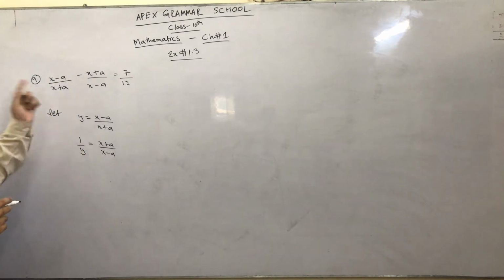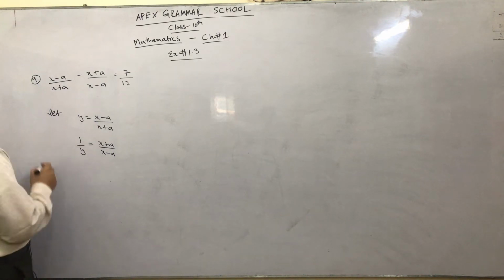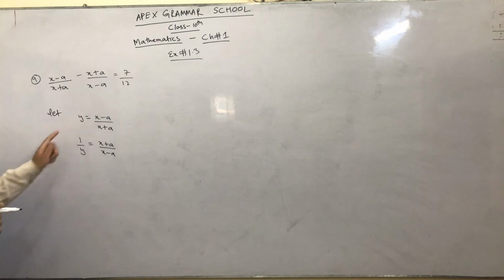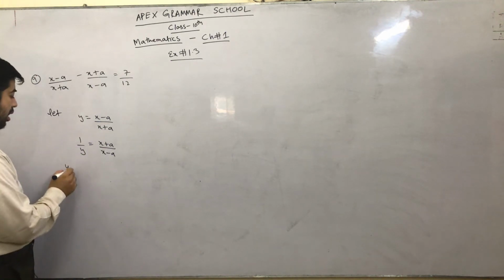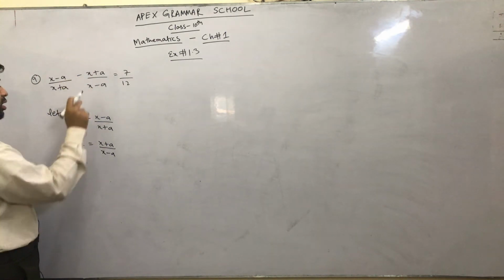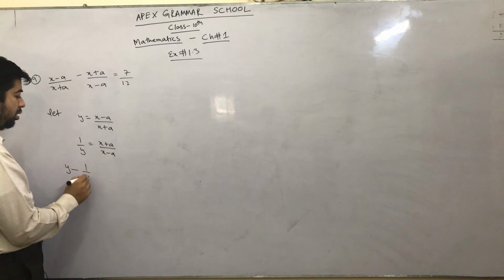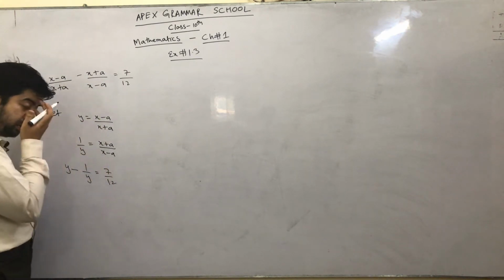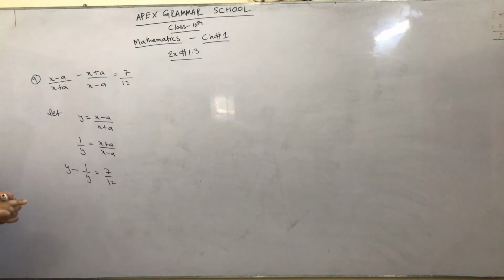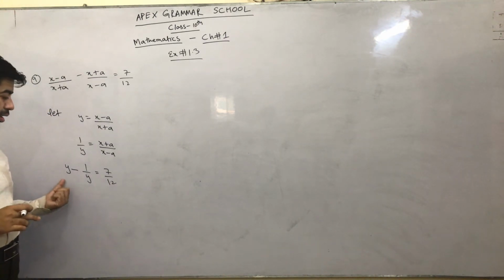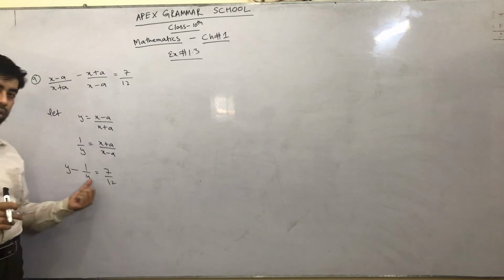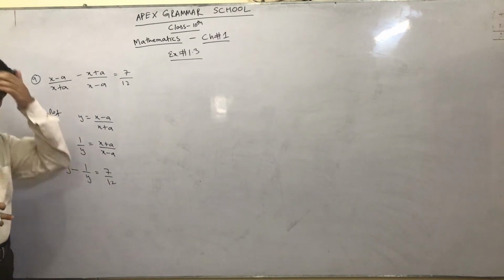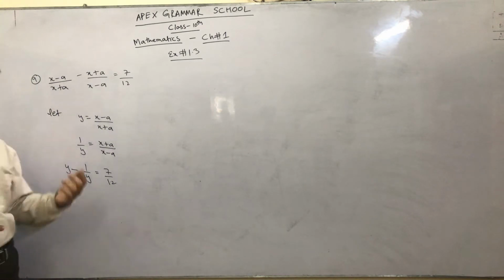So now you have to put these values in it. Instead of x minus a over x plus a, you have to write y. After that, minus sign, and instead of x plus a over x minus a, you have to write 1 over y. And after that is equal to 7 over 12. Now, what is the LCM of all the denominators, y, 12 and 1? This is 12y. 12y is the LCM here.